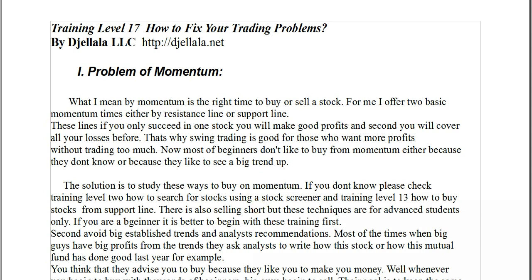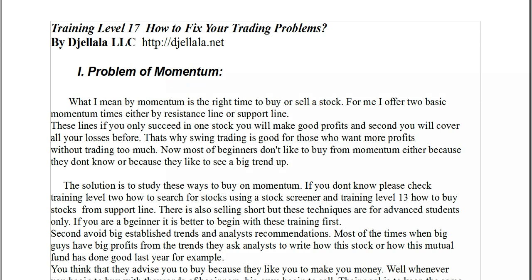Hello guys, in this problem we speak about the problem of momentum. Now what do we mean by momentum? Momentum is the right time to buy or sell a stock.